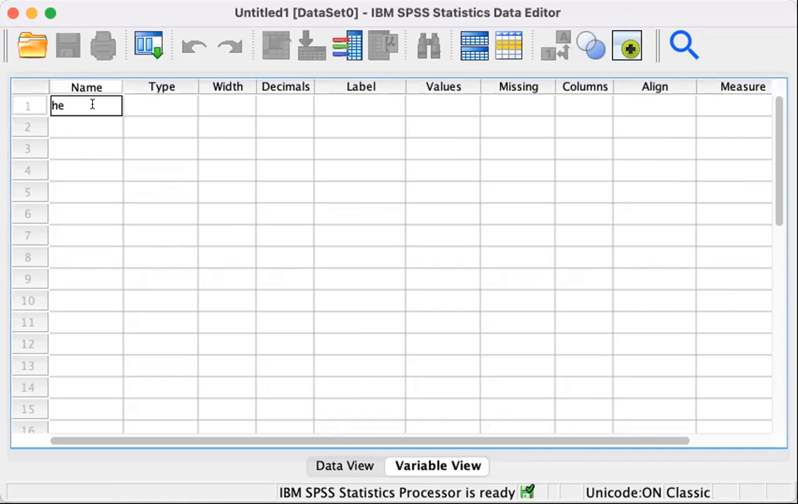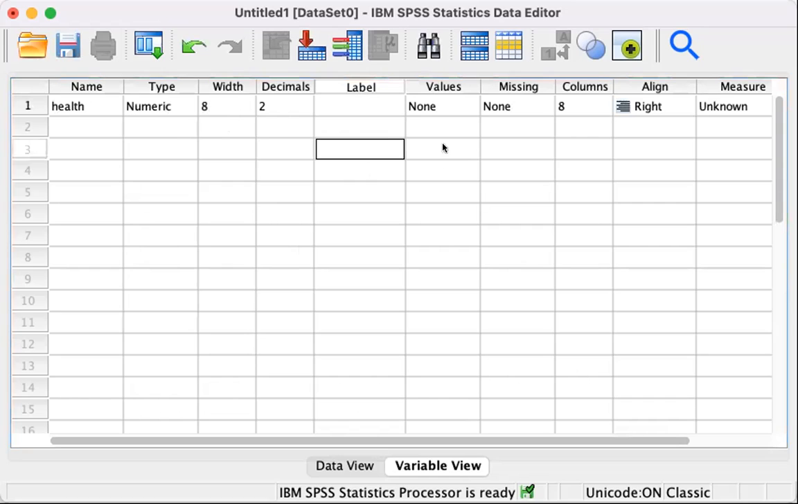So we're gonna type health right here for the name, for the variable view, and then we're just gonna click and we're gonna do 0 decimals.